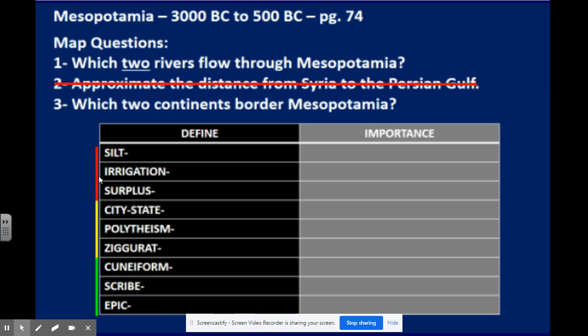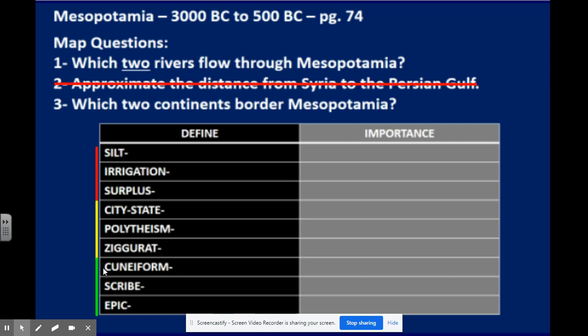So everything in this red category has to do with agriculture or farming. The yellow category has to do with government or things going on within a city, or even with religion. So they're more people stuff, cultural stuff. And last is everything to do with writing of the time or literature. So it has something to do with their form of writing and the different pieces that they wrote.